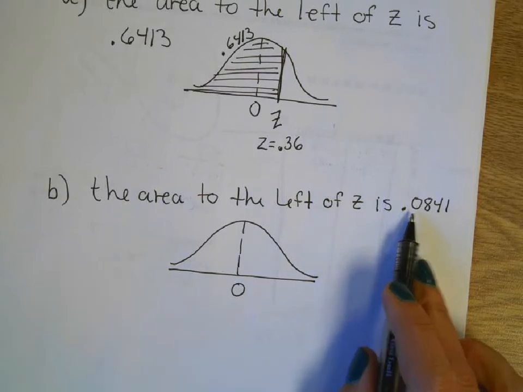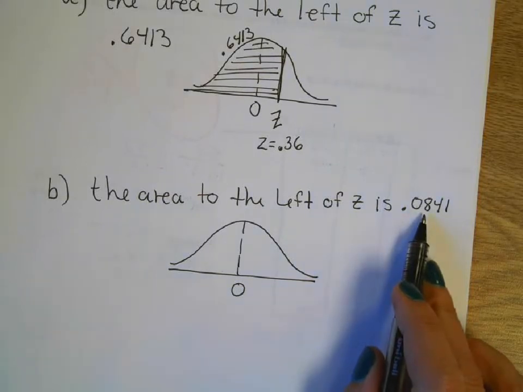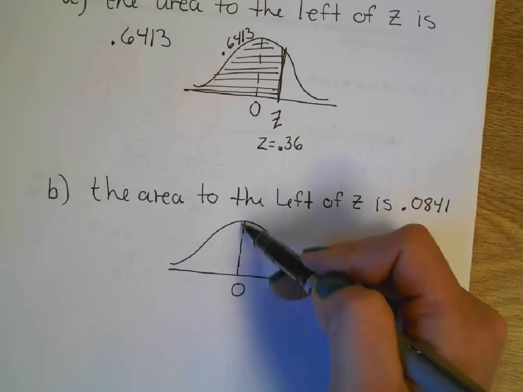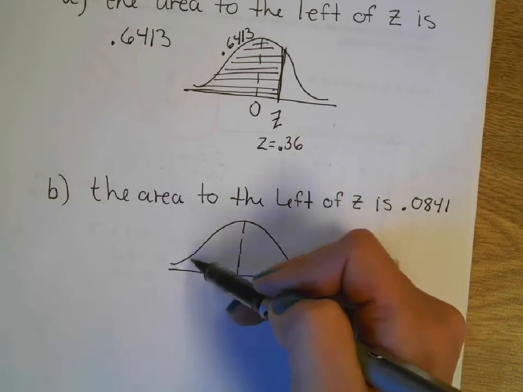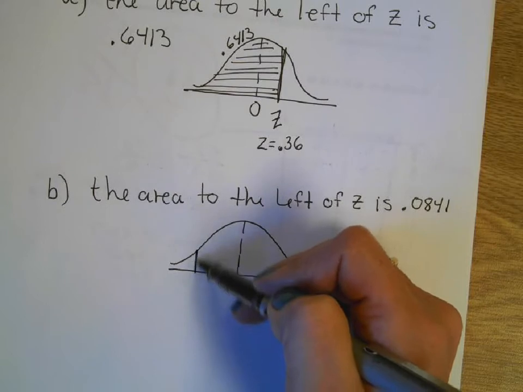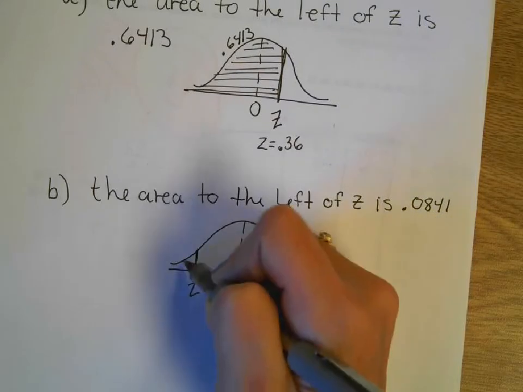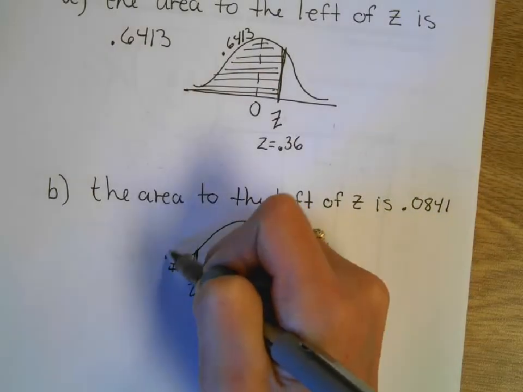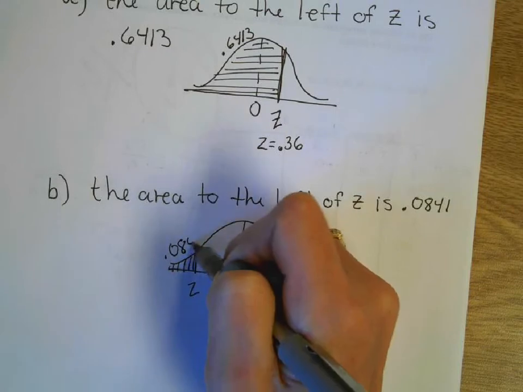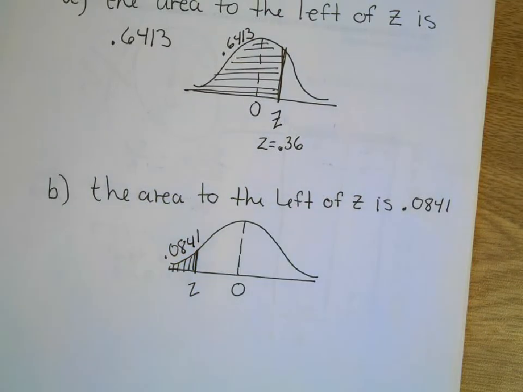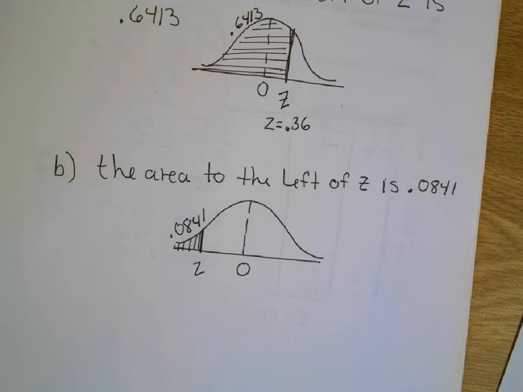Okay, so there's 8% of the graph to our left. So am I a positive z or a negative z? Negative z. How do we know? Because 50% of the graph is to the left here. I've only got 8% of the graph to my left, so I've got to be this way. Does that make sense? So I'm somewhere back here because I know there's only 0.08 behind me. 0.0841, so get as close to that as you can.